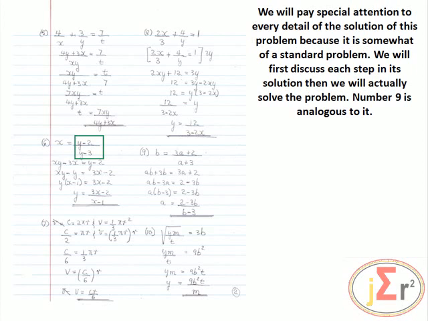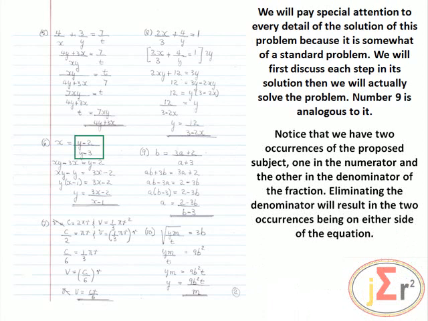What we have there is somewhat of a standard problem, and we will do a little discussion on it before solving it, because we imagine that when we come across another one like this, then we will solve it by analogy. We will pay special attention to the detail of the solution of this problem because it is somewhat of a standard problem. We will first discuss each step in its solution, then we will actually solve the problem. Number 9 is analogous to it.